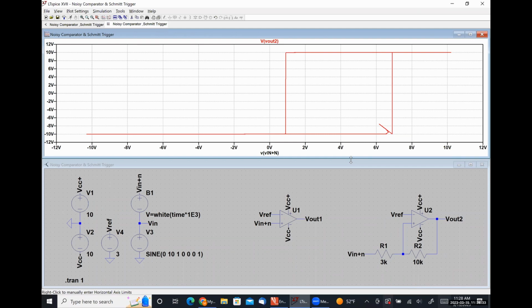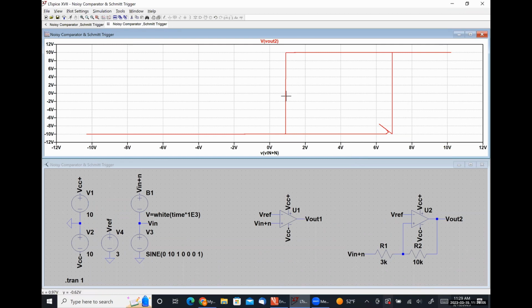Our output is effectively latched at high, and it's going to stay high even as we decrease our input voltage until we get below our lower trigger limit, which causes the output to swing to the negative value. And then this just repeats over and over again. So it's low until we hit the upper trigger limit, jumps to high, and then it stays high until we hit the lower trigger limit, and then transitions back to low.